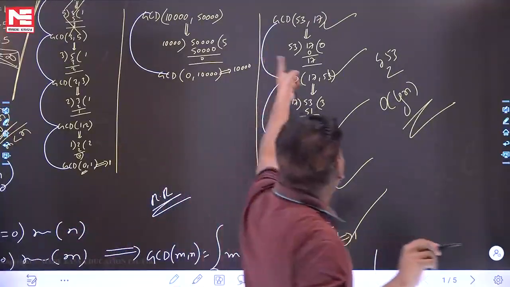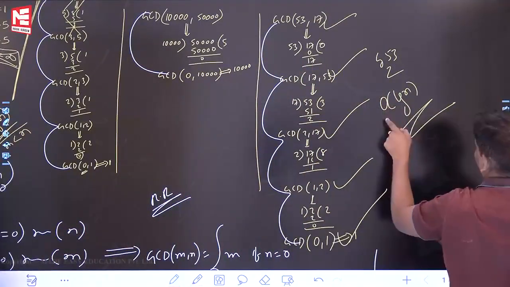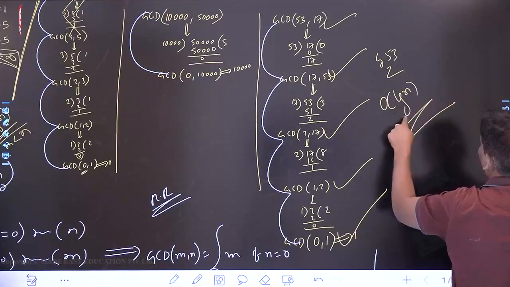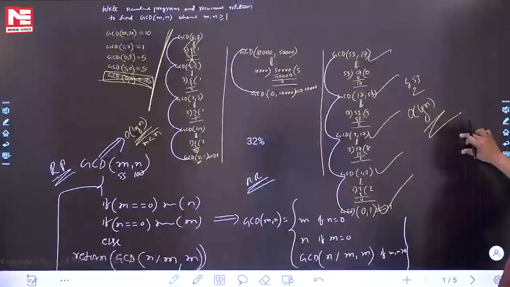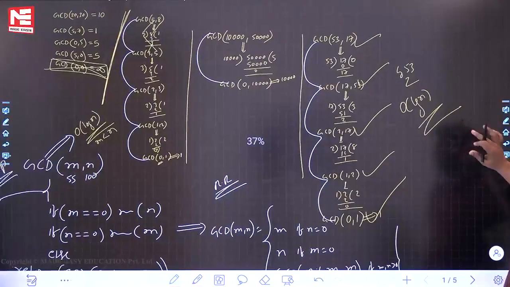Whichever is larger number, log of that. Forget about minus 1 plus 1 because it is big O of log n. It is not log n, it is big O of log n. So, the time complexity of GCD of m comma n is going to be what? Order of log n, that is okay.